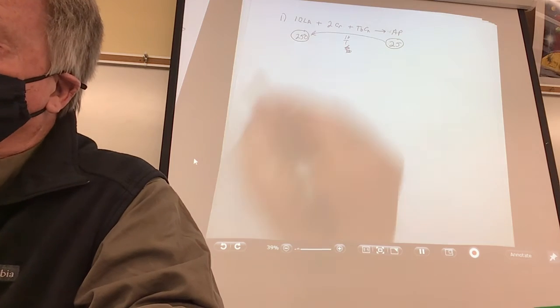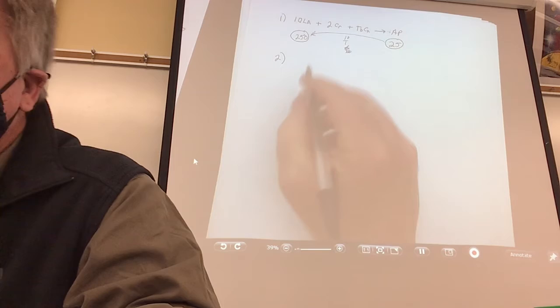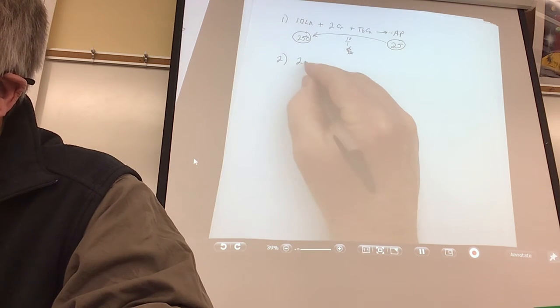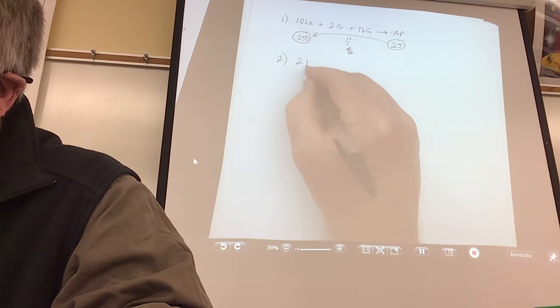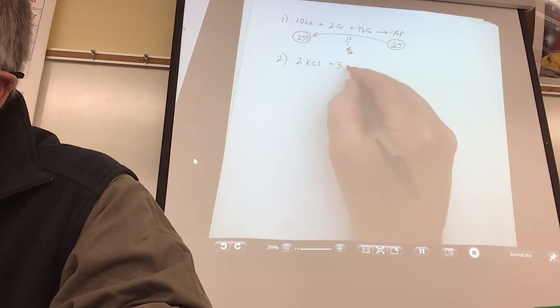All right, let's do number 2. You try number two. It says here, 2 moles of potassium chloride. Man, the author's really nice. They're going to tell me the balanced equation? Thank you. 2 moles of and plus 3 moles. Ooh, thanks for doing that.